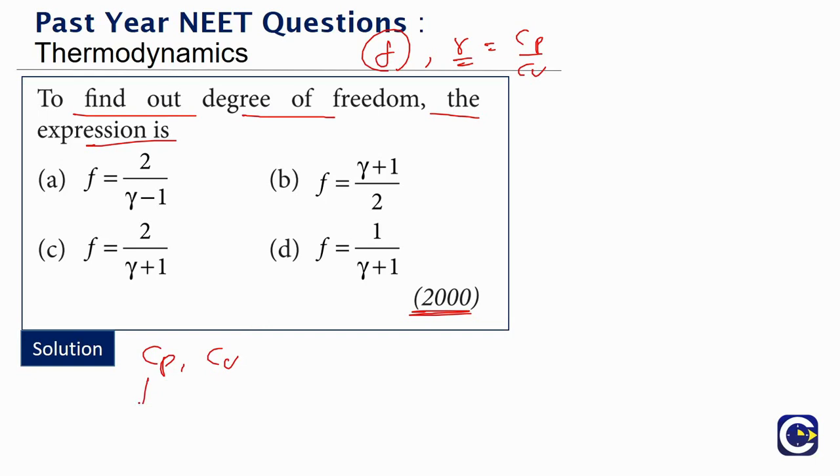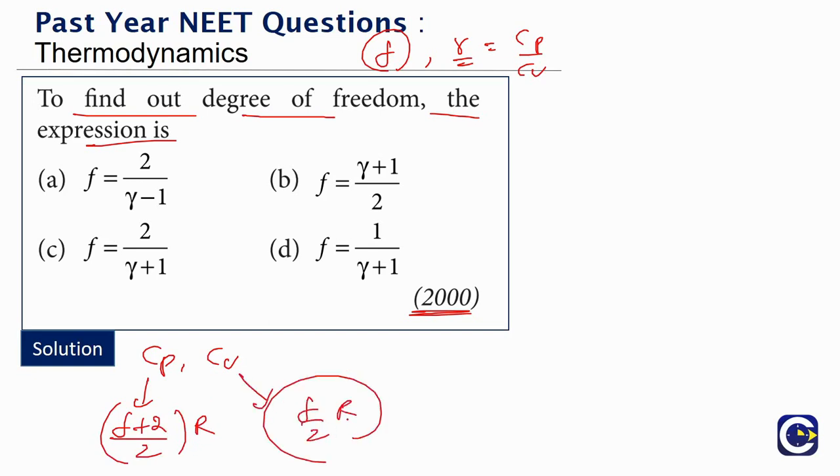So Cp will be F plus 2 by 2 into R. What is Cv? F by 2 into R. So how will we get these relations? These relations come from the understanding of the total energy of the gas depending upon the degrees of freedom. So the Cp value will be F plus 2 by 2 into R, and Cv is F by 2 into R.